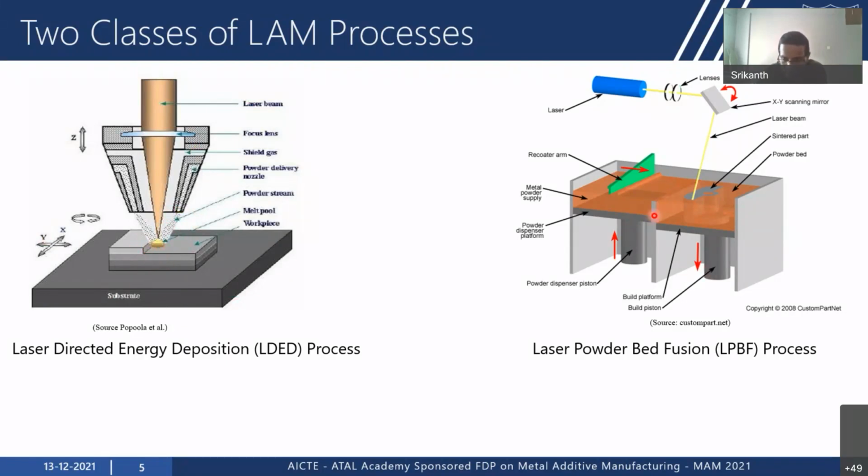Now, the other type of laser additive manufacturing process is the LPBF process, the laser powder bed fusion process, where you have a powder bed. Here you have a powder dispenser platform, and the metal powder is spread on the bed using a rake, a roller or a recoater arm. Then, after spreading the powder on the bed, the powder is selectively scanned by a laser. The laser selectively scans, and this scan takes place by use of an XY mirror. The laser scans regions of the powder bed based on the CAD model, based on the toolpath generated from the CAD model.